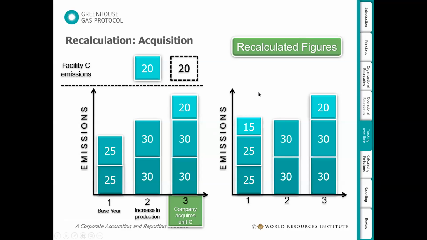And note that the company could also recalculate the inventory for the second year, but doing so is entirely optional. The only requirement in the corporate standard is to recalculate the base year inventory. Companies don't have to recalculate emissions inventories for intervening periods, although they often do.